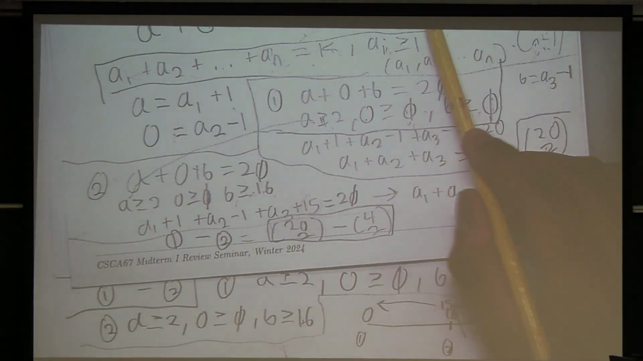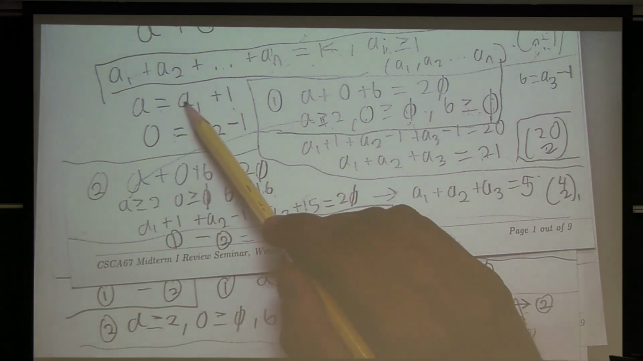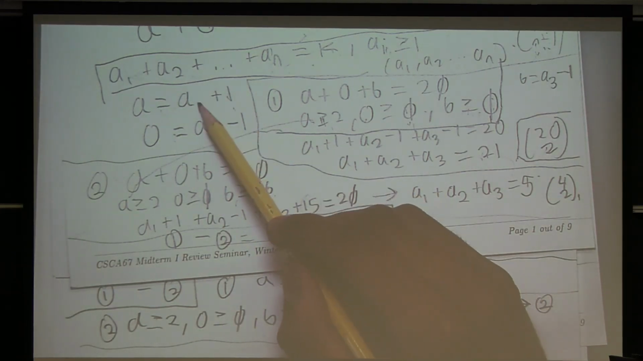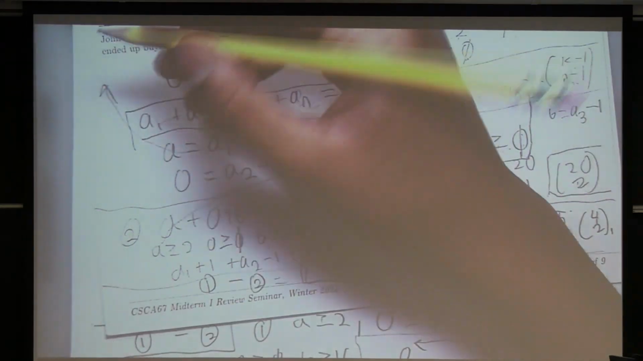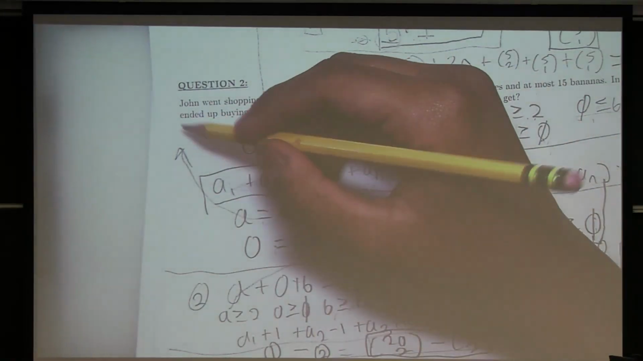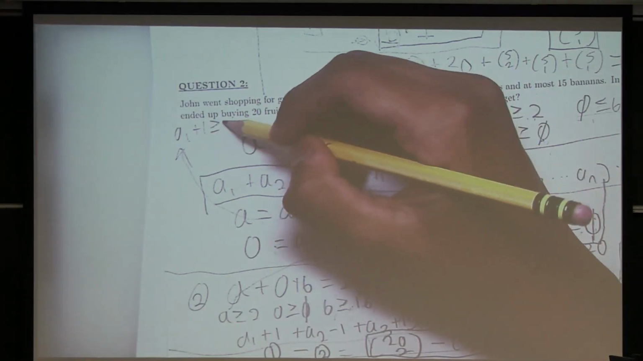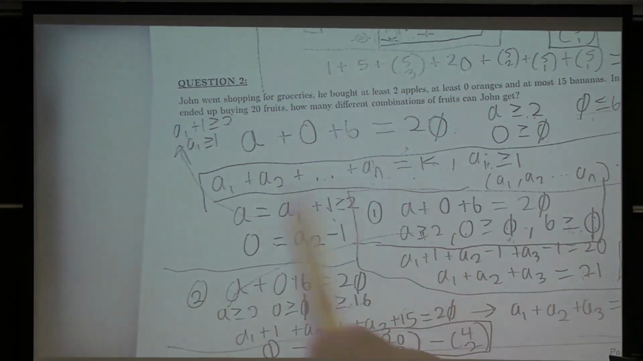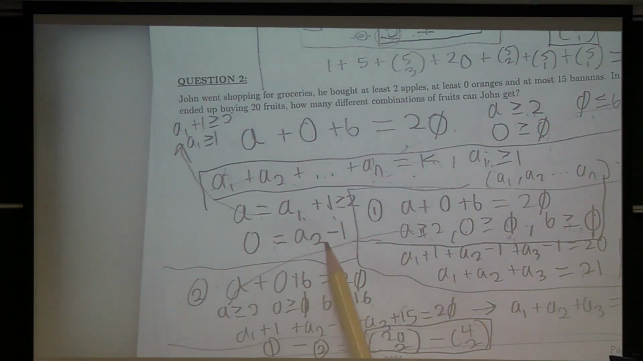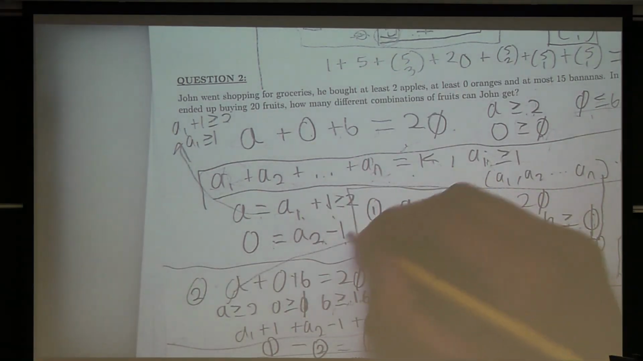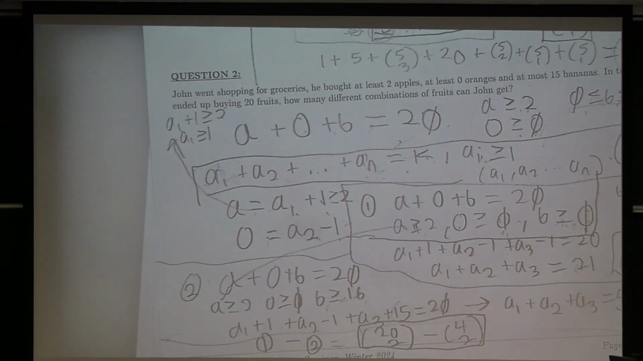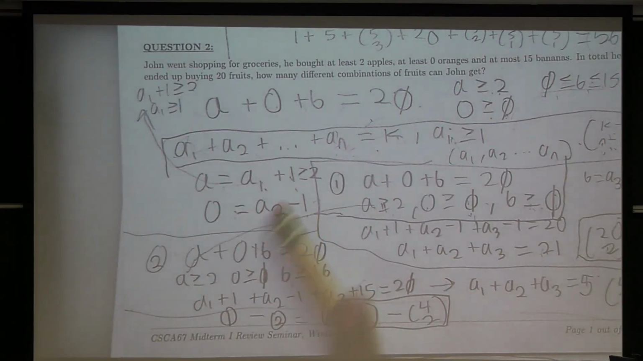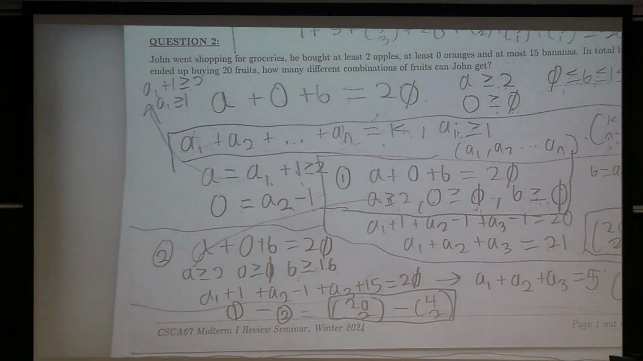So since we know that A is greater than or equal to 2, we can rewrite this as A is equal to A1 plus 1. And therefore, since A is greater than or equal to 2, let me rewrite it here. A1 plus 1 is greater than or equal to 2. Therefore, A1 is greater than or equal to 1. So therefore, I have one variable here. Similarly, with A2 minus 1, this is greater than or equal to 0 from oranges being greater than or equal to 0. So if I add 1, is A2 greater than or equal to 1? The reason why I substituted these variables in is to get an equation of this form. Does this make sense? Okay.